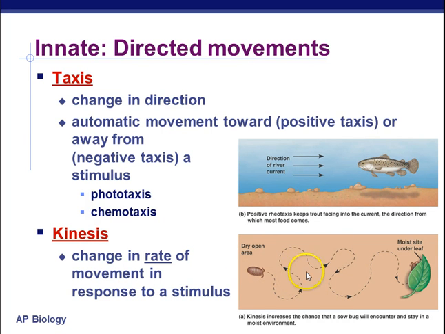It's very random. And the idea is that the higher rate of movement in the dry open area, which is icky to the sowbug, since it does not like the dry open area, means that eventually the sowbug will find the lovely moist site underneath the leaf and find an environment that the sowbug enjoys. Once it finds the environment it enjoys, its rate of movement will slow down. It will stay in that environment.